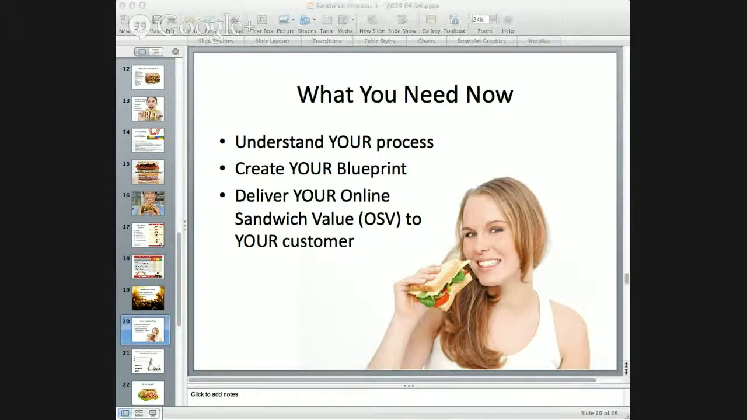So what do you need now? Well, you need to understand your process. You need to be able to see what it is that your business is doing. Again, it's specific to your business, but the overlying framework is, like I mentioned, the step-by-step aspects of it. Do you have a strategy? Do you have a content plan? What are you doing for social and sharing as well? Not just social, but sharing. How are you going to deliver what I call your online sandwich value, your OSV, because I had to create another buzzword, to your customer? So making sure that you're able to deliver what your customer is asking for, what they want from you, right? That's what you need now, is to be able to build that process.